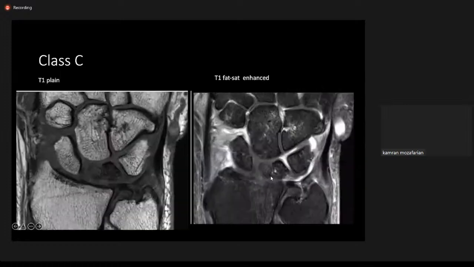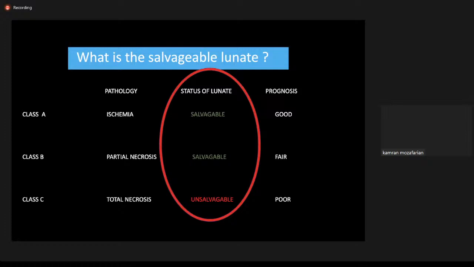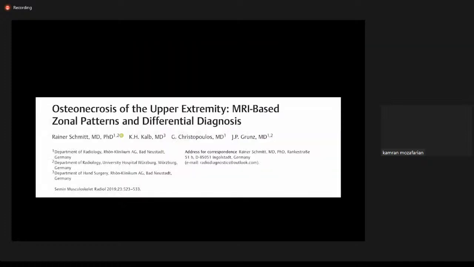You see that this classification is very useful when you're dealing with a patient with Kienbock disease, and especially if you are going to use vascular bone graft as a part of your treatment strategy. I highly recommend you to read the original article by Schmidt. This is the article I'm talking about.